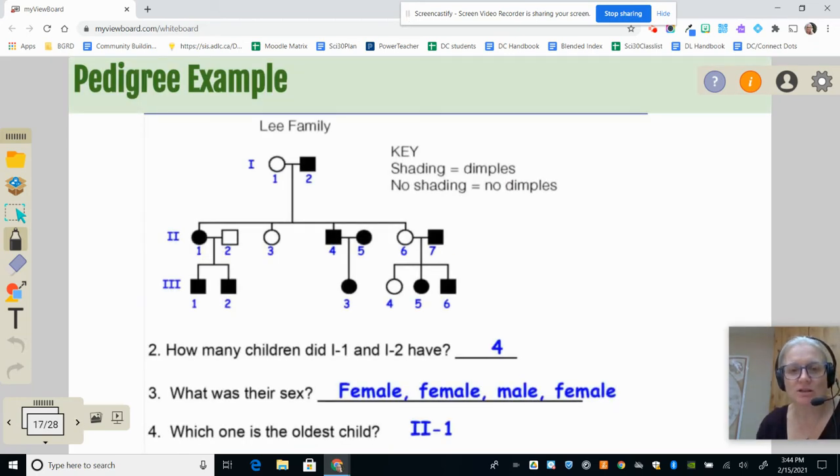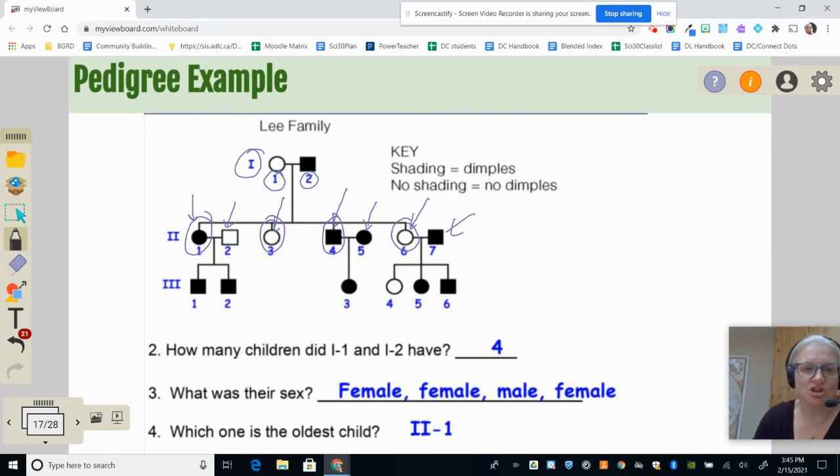So how many children did I1 and I2 have? These numbers are so we can refer to them. I1 and then I2. How many kids did they have? There are 4. 1, 2, 3, 4. Remember, these ones are all just married into the family. So they have 4. What was their sex? Female, circle, square male, and circle. So 3 daughters and a son.